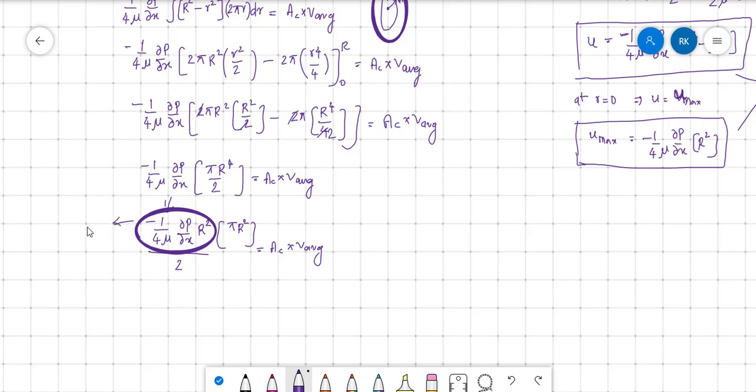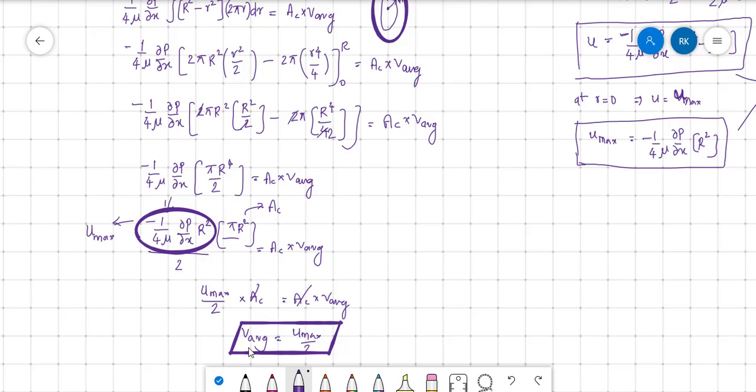That is not the velocity profile, that is the maximum velocity. So maximum velocity, and this is the cross-sectional area. Pi r square is the cross-sectional area. So U max by 2 into cross-sectional area is equal to cross-sectional area into V average. AC gets cancelled and V average is equal to U max by 2. So this is the relation between average velocity and the maximum velocity.